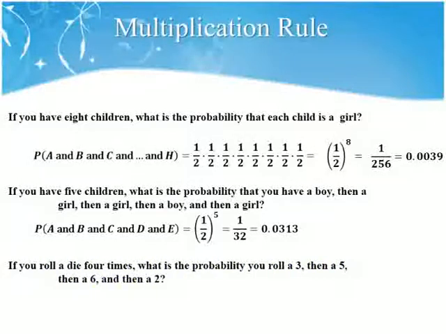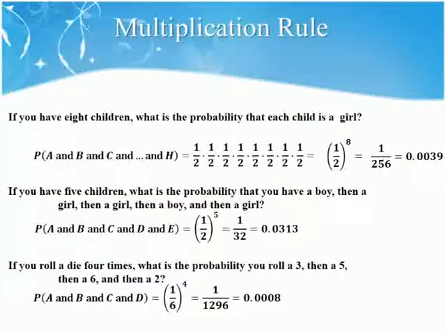If you roll a die 4 times, what is the probability you roll a 3, and then a 5, and then a 6, and then a 2? Well, here we'll consider 4 separate events, rolling the die 4 separate times. The probability of rolling a 3 on a die is 1/6, which is the same for rolling any other number on a die. And every time you roll a die, the probability of some number coming up is independent of what happened previously. We just have to take 1/6 times 1/6 times 1/6 times 1/6 to get 0.0008 of getting that exact sequence.